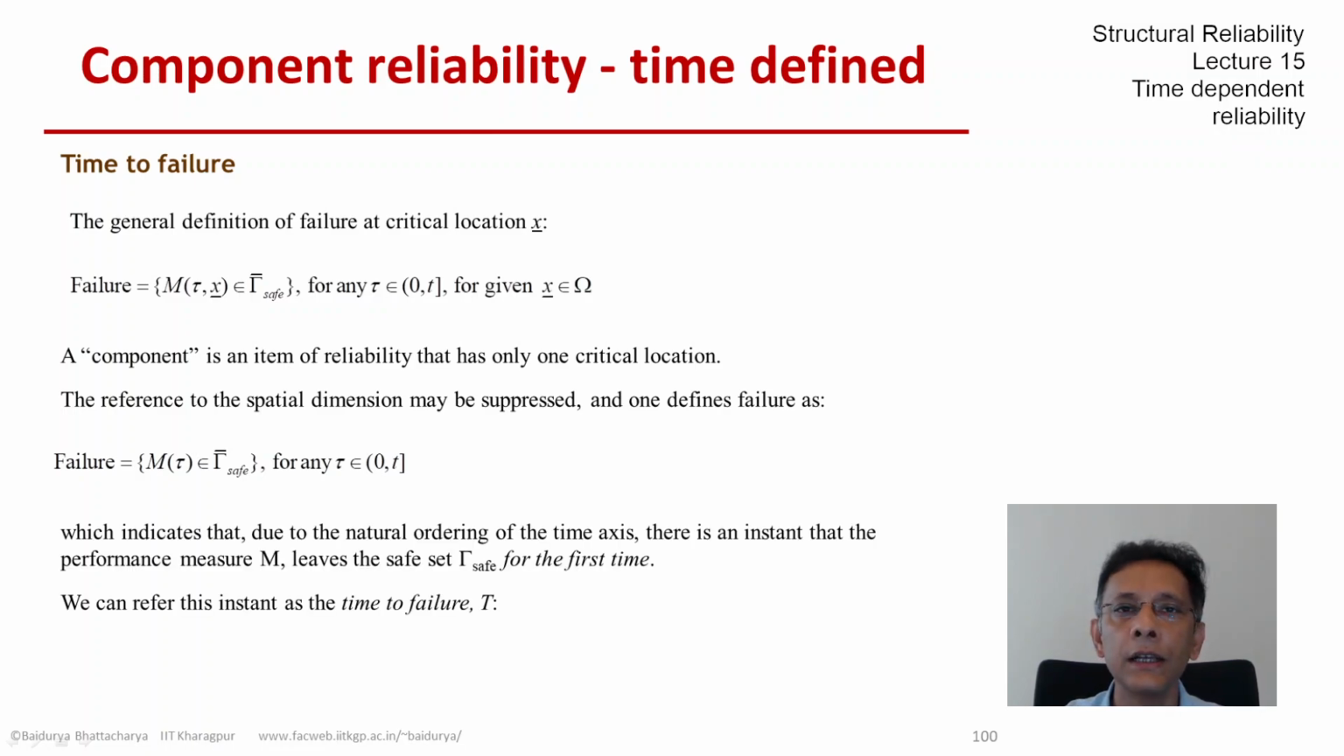So since the time axis is ordered, such an excursion into the unsafe set would happen for the first time, and because of all the randomness involved, the first time that such an excursion into the unsafe set would happen would be the random time to failure. So that's how we formally define the random time to failure.